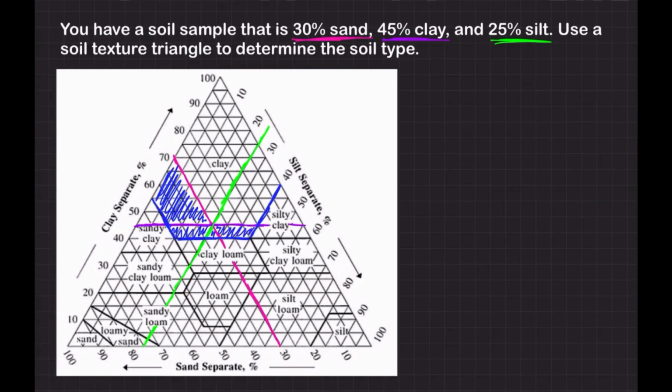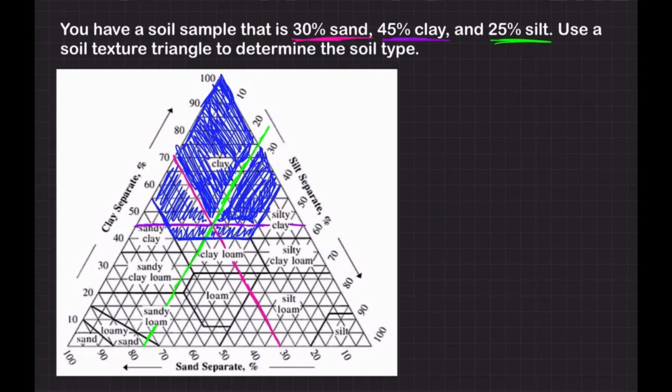And there are some soil texture triangles that have colors on them, but on the AP exam, it's unlikely that you'll get a colored soil texture triangle. So I like working with the black and white ones, because then if I see a black and white one on the AP exam, I know how to use it. I have experience with that. I'm not handicapped by using that colored triangle.